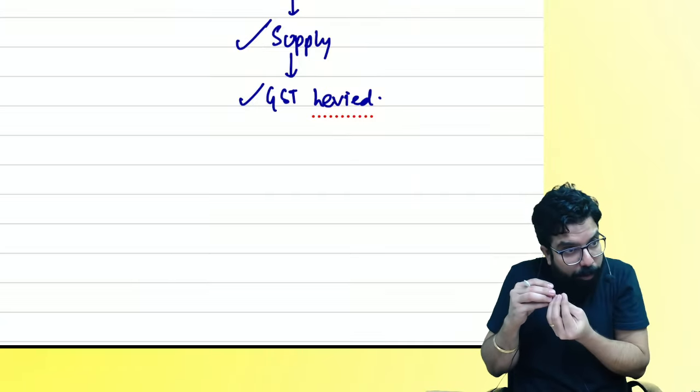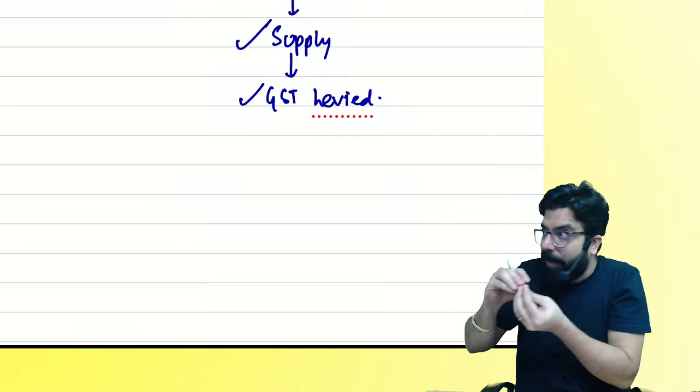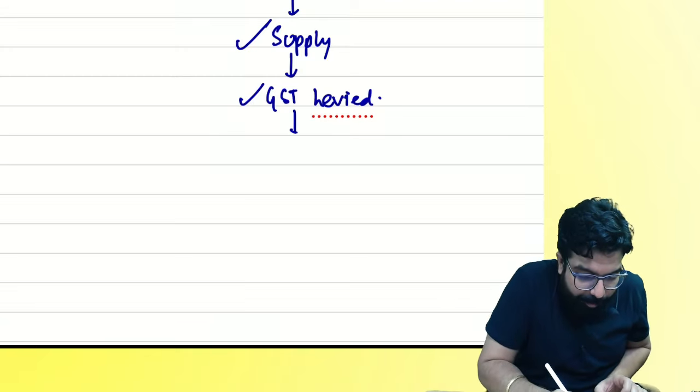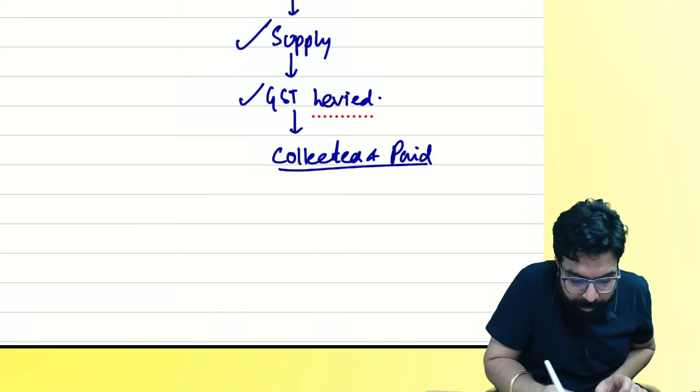Shopkeeper should collect from you and pay to the? Yes or no, everyone? Shopkeeper will collect from you and pay to the government. So, it has to be collected and paid. By whom? By a registered person only, no?